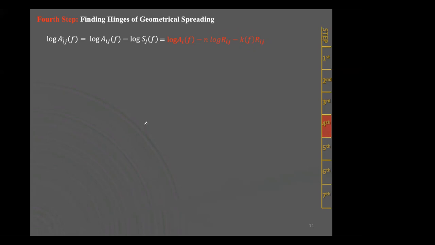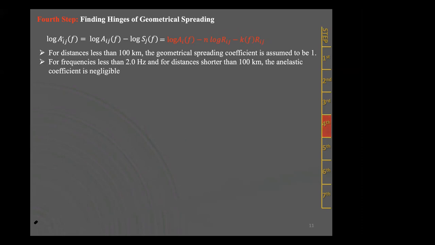We have two assumptions here, used and introduced by Atkinson 2004, and you can see that they make sense. The first one is that for distances less than 100 kilometers, the geometrical spreading coefficient is assumed to be 1. The other one is that for frequencies less than 2 hertz and for distances shorter than 100 kilometers, the anelastic attenuation coefficient is negligible.